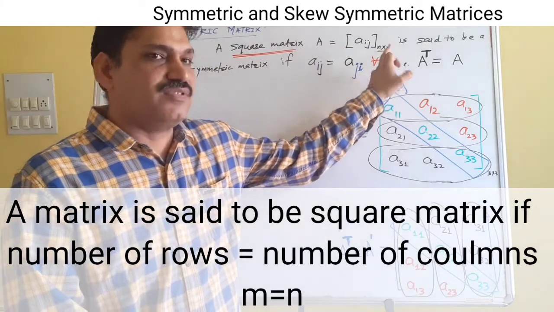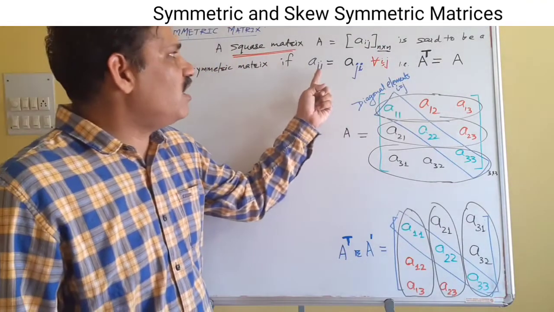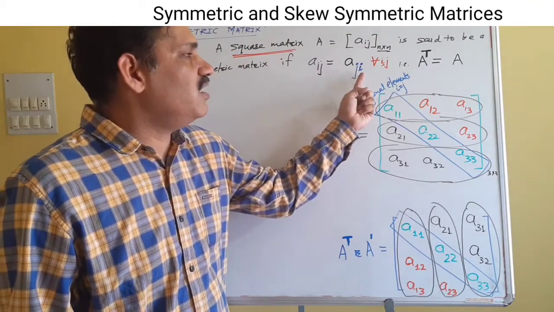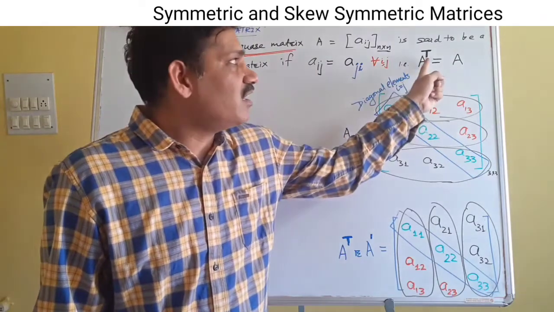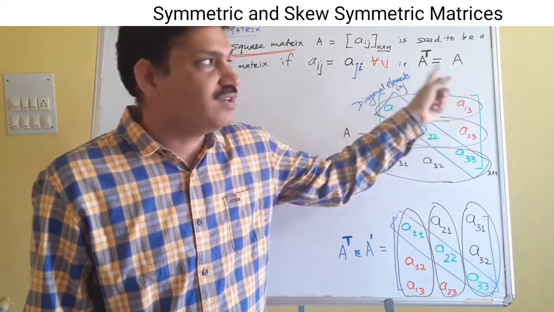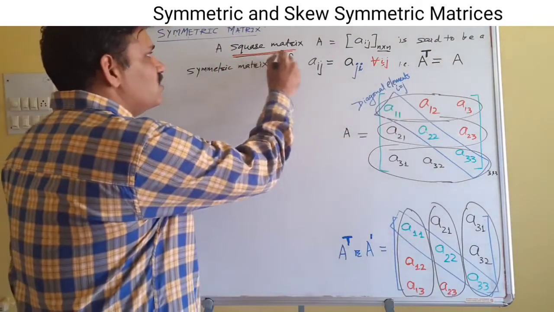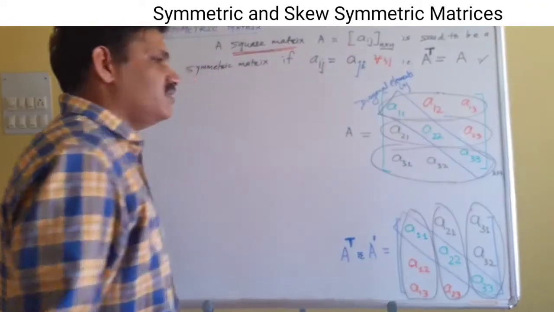to the number of columns. A square matrix is said to be a symmetric matrix if Aij is equal to Aji for every possible value of i and j. That is, if we take the transpose of the given matrix, then the result is the matrix itself. So we talk about two things: one is a square matrix and the other is the transpose of a square matrix.